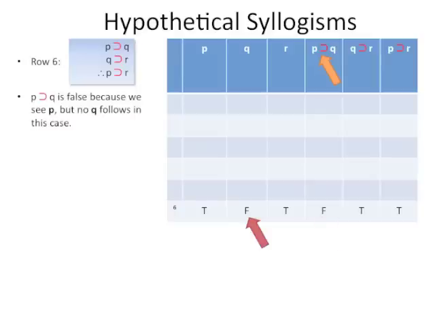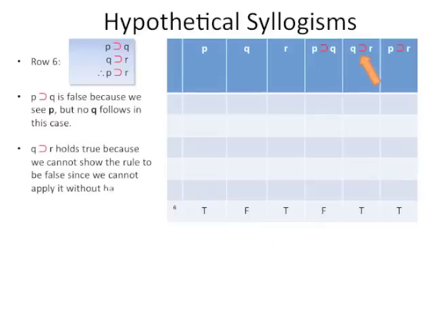Now, if Q then R holds true, because we cannot show the rule to be false since we cannot apply it without having Q. All right, so in this case, we don't have our Q, but remember, you don't have the antecedent condition. It doesn't matter whether you have the consequent or not. All right, the statement is still true.